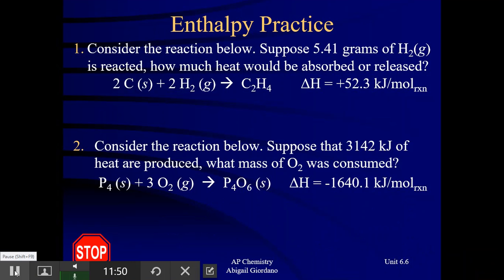So for me, I like to set it up like a proportion. Some teachers like to use dimensional analysis, and you're certainly welcome to do that. It's just kind of your preference.